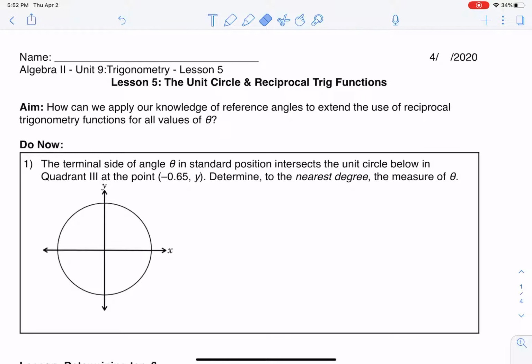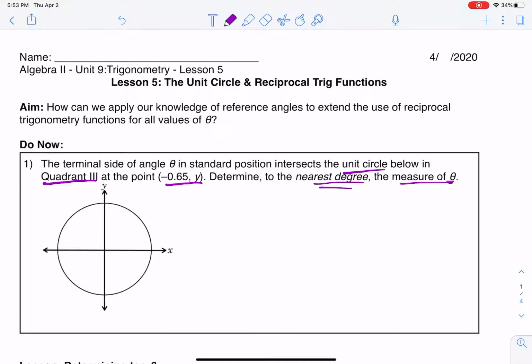The terminal side of angle theta in standard position intersects the unit circle below in quadrant 3 at the point negative 0.65 comma y. Determine to the nearest degree the measure of theta.